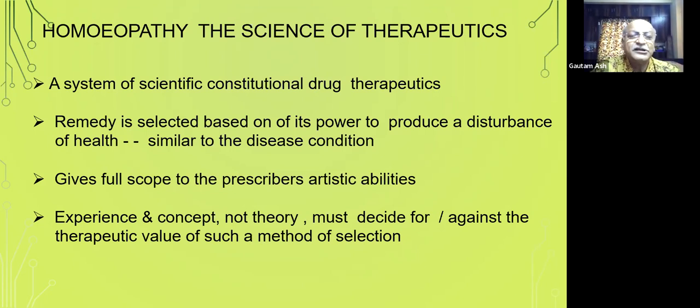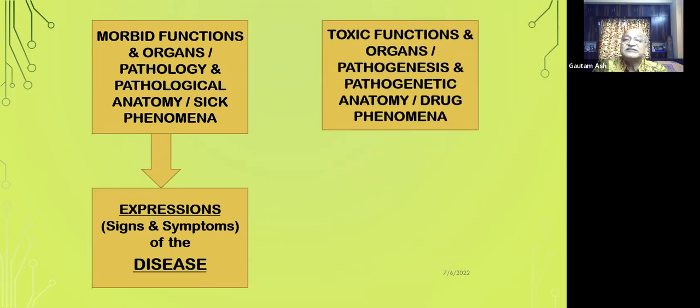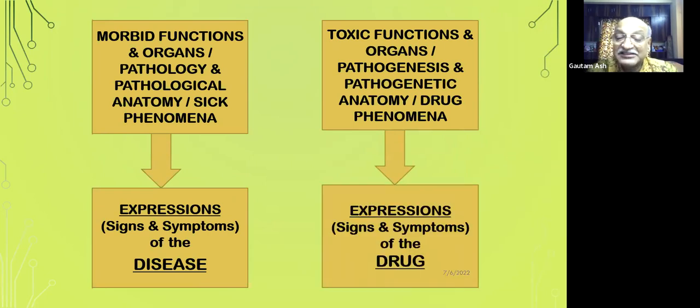I'm coming to everything. So our target will be, whether it is a therapeutic or for any disease, all the drugs, when to give, all will be decided based on the philosophy written by Hahnemann in our Organon. Therefore, we can come to the conclusion: morbid functions of functions and organs, or pathology and pathological anatomy, or sick phenomena, is nothing but expressions of the signs and symptoms of a disease. And on the opposite side, toxic functions and organs, or pathogenesis and pathogenetic anatomy, or drug phenomena, are nothing but the signs and symptoms of the drug, which is known by our drug proving.